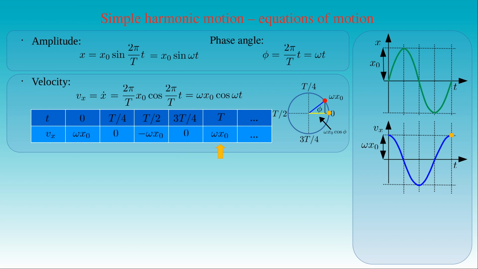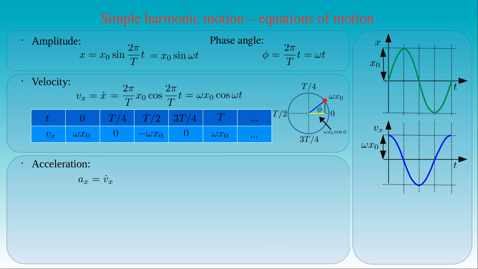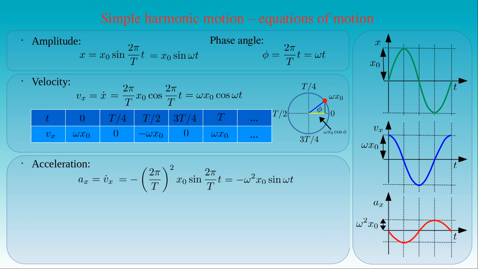Similarly, we can determine the acceleration of the oscillating body by differentiating the velocity with respect to the time t. We obtain minus the square of 2 pi over the period, times x0 times sine 2 pi over the period. This result can be written as minus omega squared times x0, times sine omega times t. The plot of the acceleration versus time is shifted by 180 degrees in the negative direction of the time axis with respect to the graph of the amplitude versus time. Its maximal value is given by omega squared times x0.